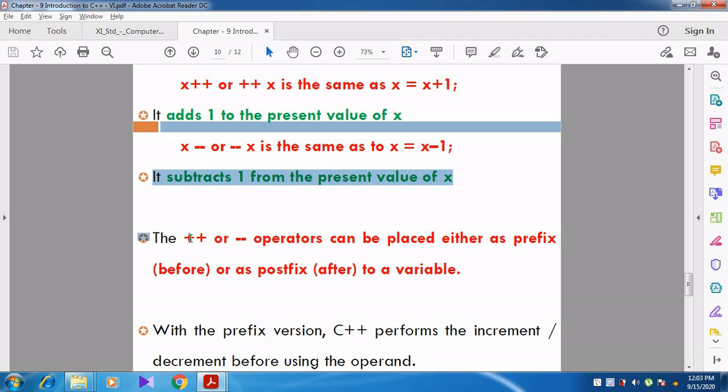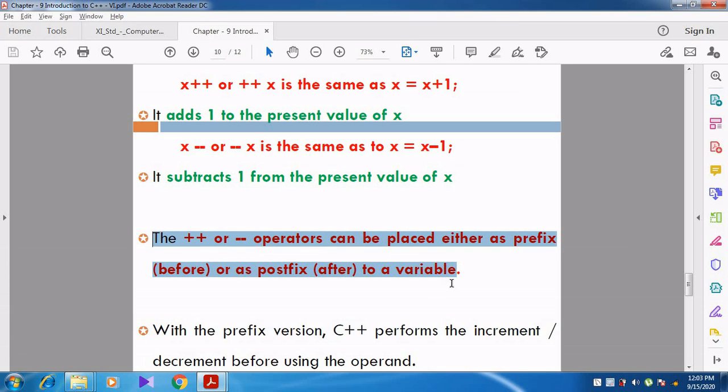Now see here, the plus plus or minus minus operators can be placed either as prefix, prefix means before, or as postfix, postfix means after the variable. That is, before the variable means prefix, after the variable means postfix. That's all. Can you understand, students?